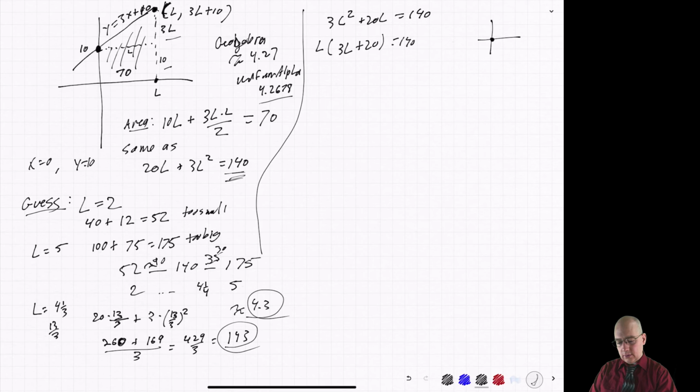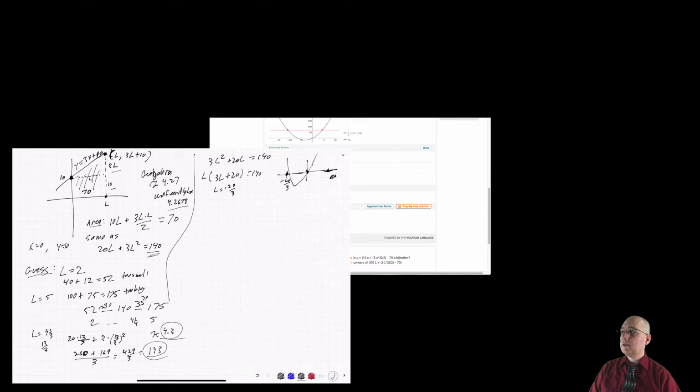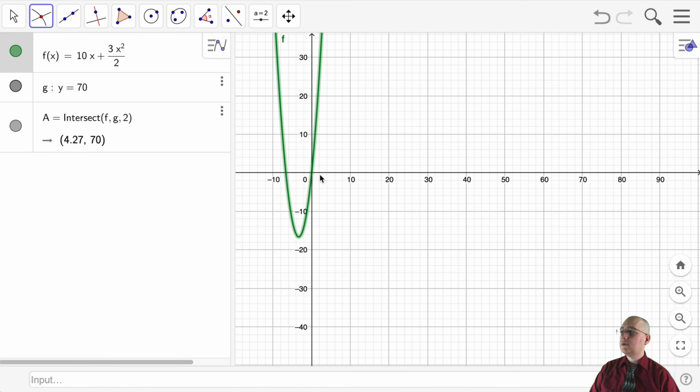Now that L times 3L plus 20, that tells me that this parabola that I'm looking at over on the left-hand side goes through the origin here, and goes over here. L equals, oops, that looks like it's negative. L equals minus 20 over 3. There we go. That makes some sense. So it looks like this, right? And that's what we saw in GeoGebra. Goes through the origin here and through this other point here.